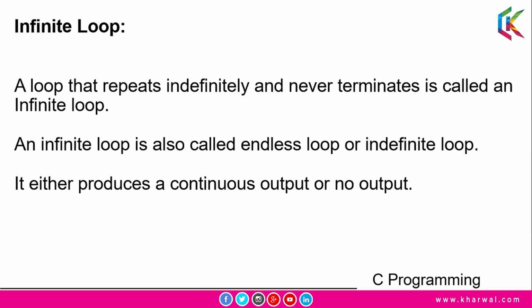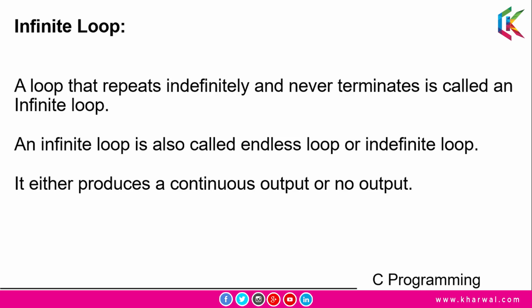A loop that repeats indefinitely and never terminates is called an infinite loop. An infinite loop is also called an endless loop or indefinite loop. An infinite loop either produces a continuous output or no output. So the control conditions must be well defined and specified. Otherwise, the loop will execute an infinite number of times.